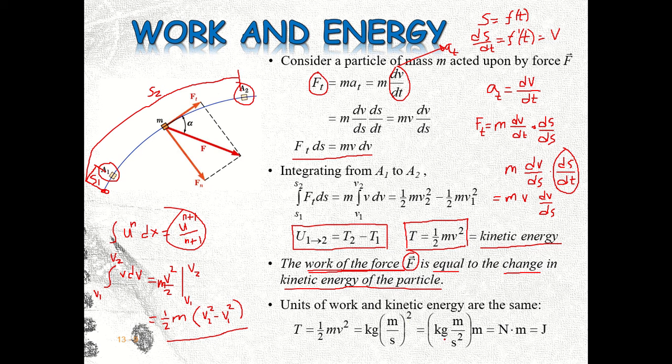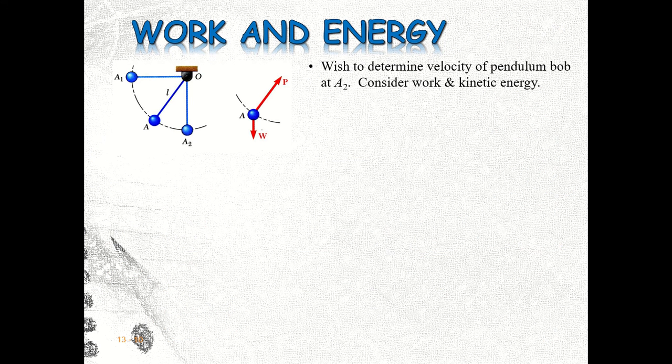And you can separate the m here. You can break the m into two parts, m times m, so that is m squared, and you rewrite it this way. We know that kilogram meter per second squared is equivalent to Newton. Then you multiply that with meter, so Newton meter is equivalent to joule. Therefore the unit of work and kinetic energy are the same. So I hope this is clear, class.